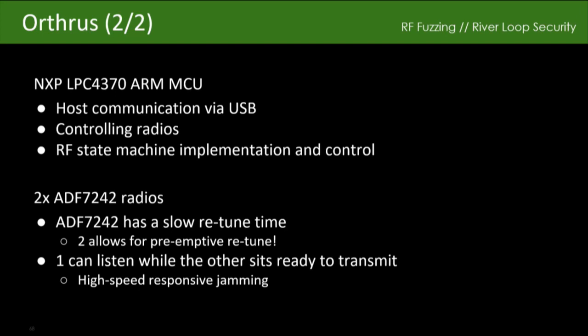Additionally, we can do things like very fast reactive jamming, where we can have one radio sitting in receive mode looking for a packet to occur on the air or some state to arrive, while we have the other radio primed and ready to transmit, sitting in transmit mode, so that all we have to do is send out a command and it can fire very, very quickly. So this will enable things like high-speed responsive jamming, which in the API mode required a lot of finagling with serial lines and things like that.